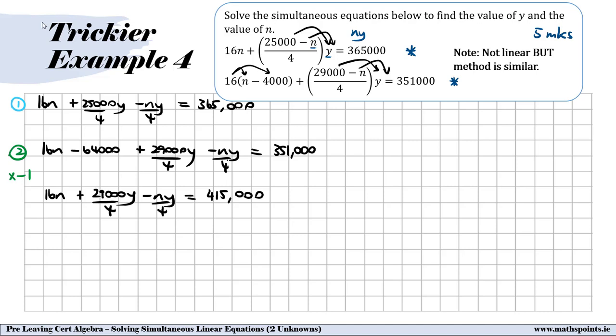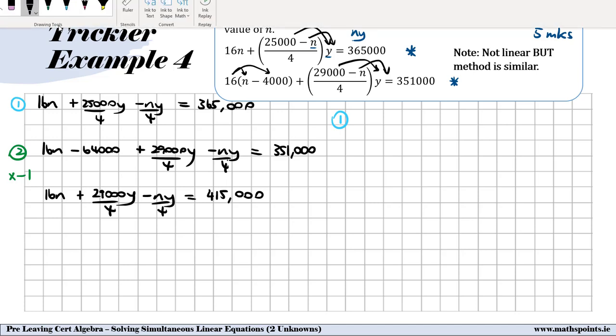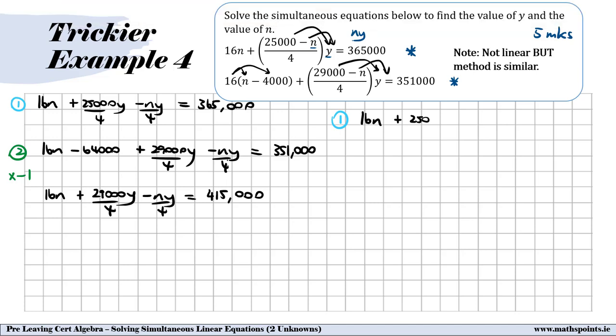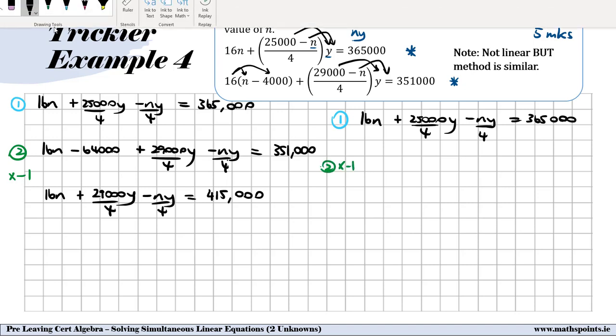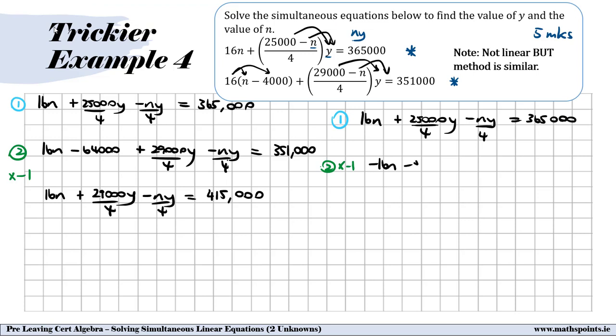So let's have a look at that by writing out each equation again. So equation 1 we'll write out here on the right hand side, and I have 16n plus 25,000 over 4 y minus ny over 4 equals 365,000. And then equation 2 I'm going to multiply by minus 1, and I get minus 16n. Then I have minus 29,000y over 4. I have plus ny over 4, and then that's equal to minus 415,000.